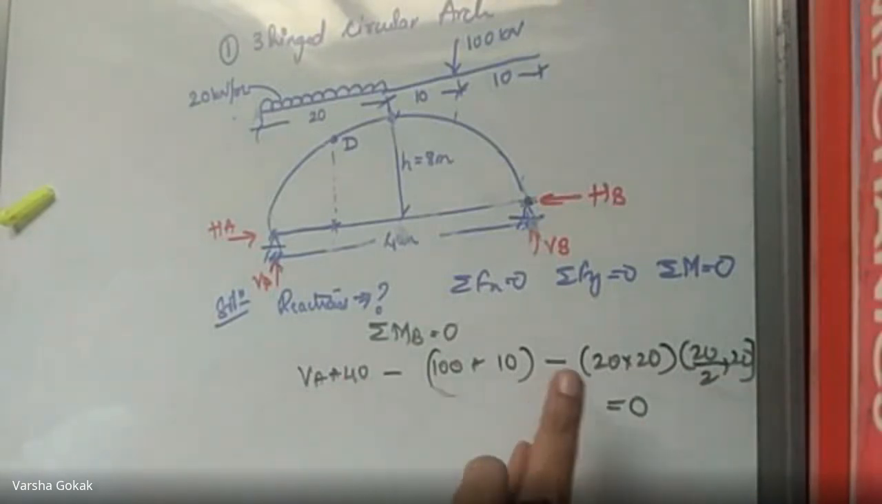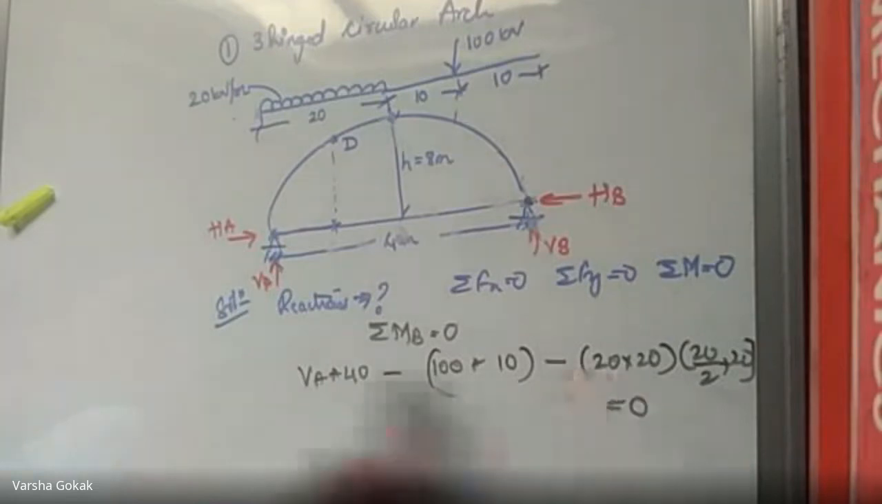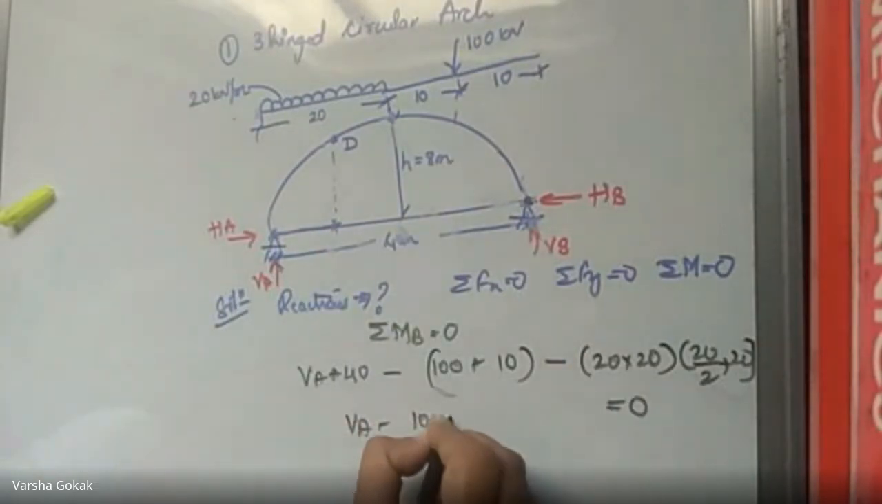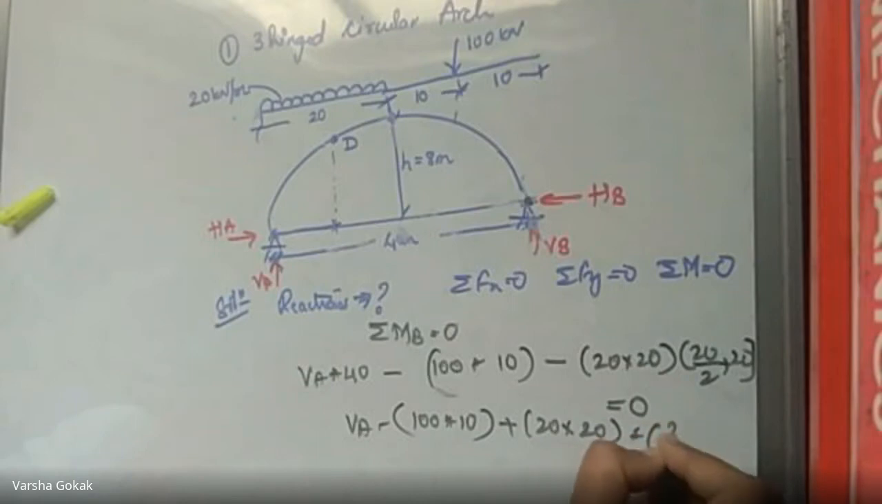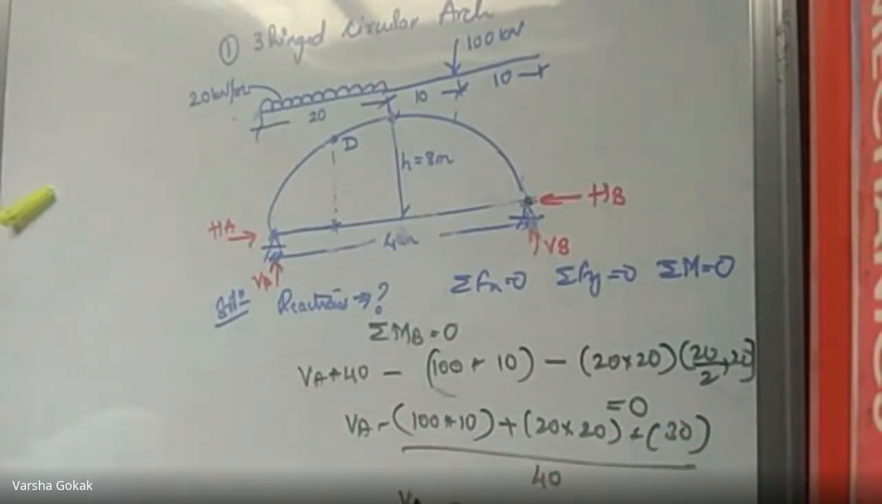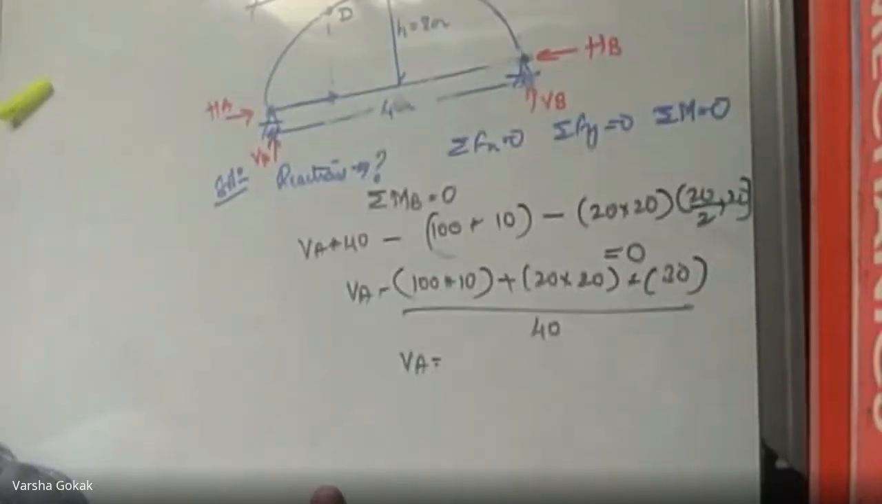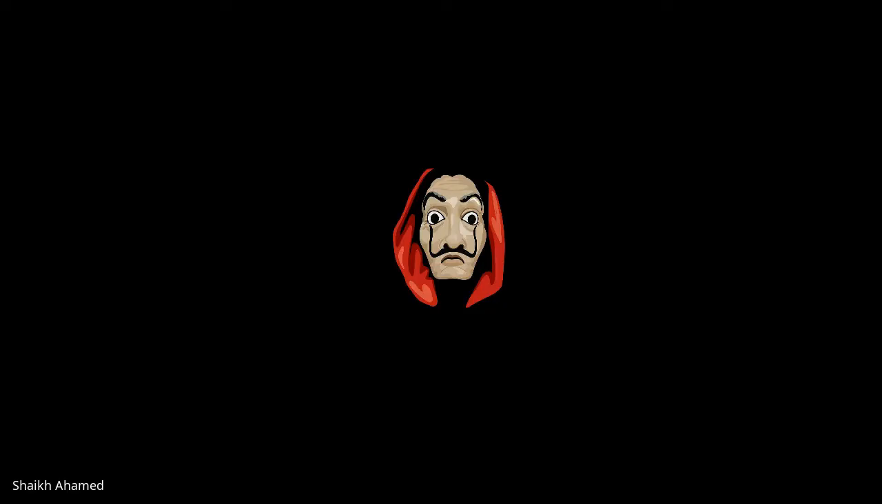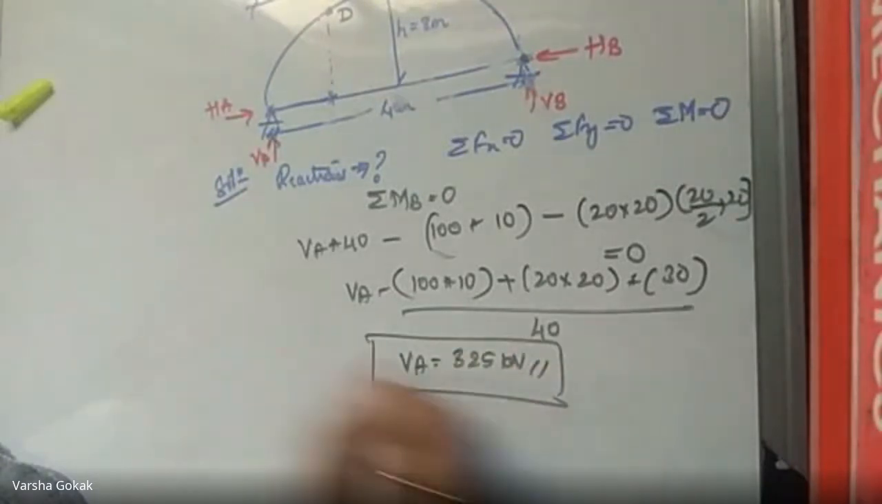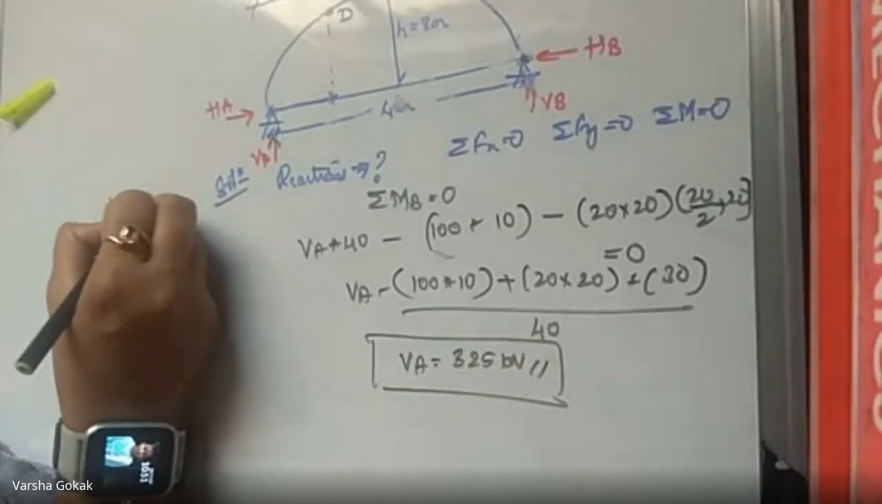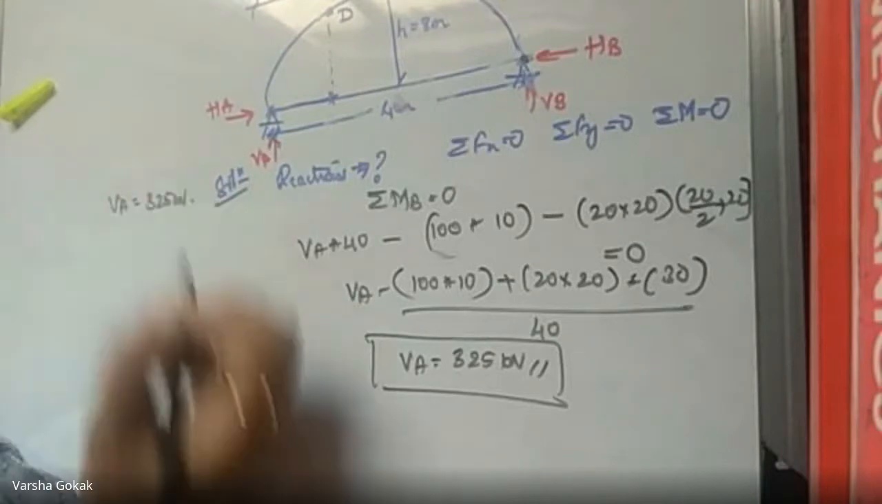From here, what is the only unknown in this entire equation? Only VA. So VA would be 100 into 10 plus 20 into 20 into 30, entire thing divided by 40. What is the value of VA, please? 325. 325 kilonewtons. Okay. So VA, that is reaction at A, is 325 kilonewtons.